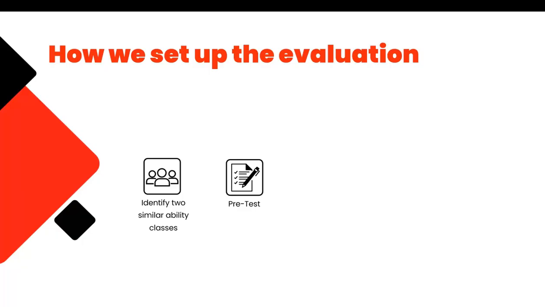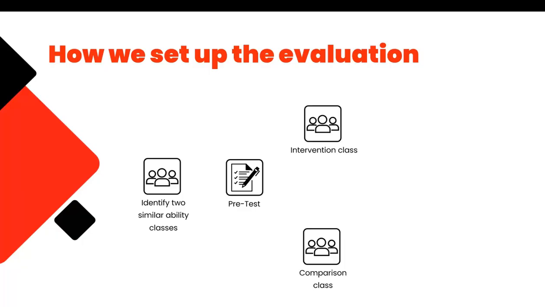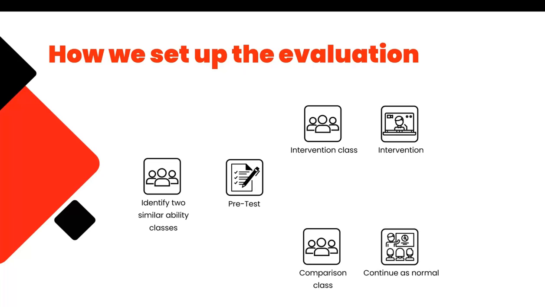You then complete the pre-assessment task with both classes. You will then input the data into the What Works Teachers platform, and then this will randomly allocate the classes into the intervention and the comparison group. The intervention will use this for the duration of the trial. The comparison class will continue as business as usual.